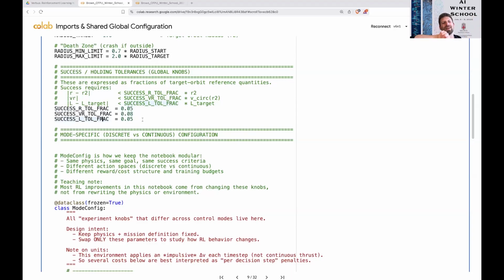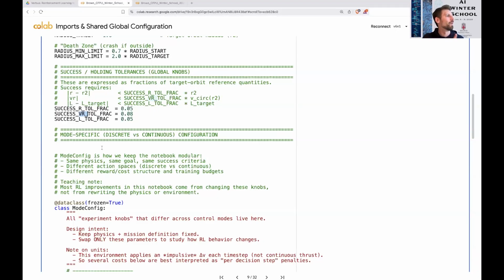Basically, once you get into the target orbit, what's the tolerance to count it as good? How close do you need to get for the bonus for getting into the target orbit? And we have defined those tolerances for the radius, the radial velocity, and the angular momentum. They're pretty generous. You could make them narrower, but we'd have to do a lot more iterations and it would take longer to run. So we make them generous here so that it makes it easier to learn, basically.